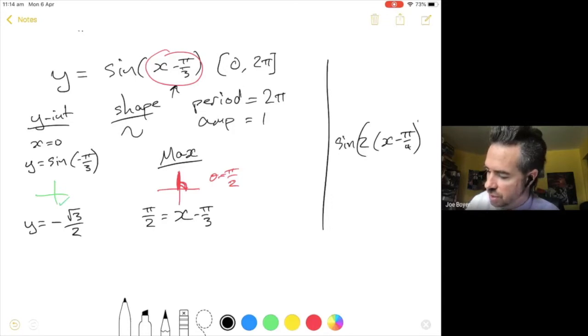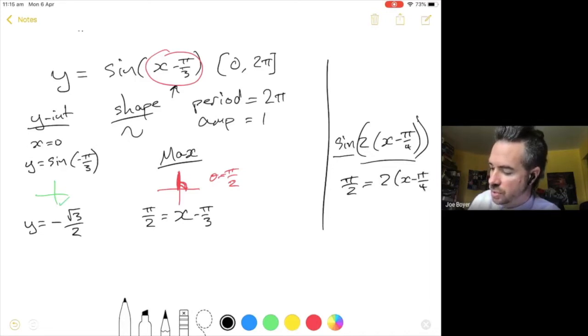Say we're dealing with this function and you want to know where the maximum is. Well, you know that a sine function has a max at pi on 2. So we're just going to set pi on 2 to be equal to the thing inside the sine function bracket, so 2 lots of x minus pi on 4. And then you do some algebra to solve that. In this case, you'd have to halve both sides and then add pi on 4 and you'd get your answer, which I'm not going to worry about now.